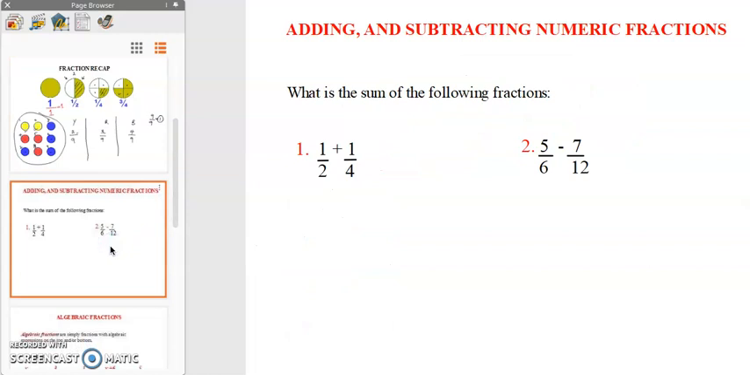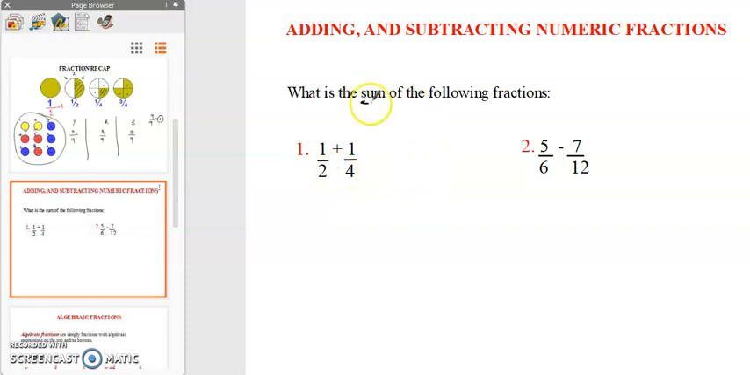Right, normally students will be asked to add or subtract fractions or algebraic fractions. But before we move into the algebra, let's look at some basic fractions here and see how we can add and subtract these. So we have 1 over 2 plus 1 over 4, or in other words, a half plus a quarter. So let's say, what is the sum?